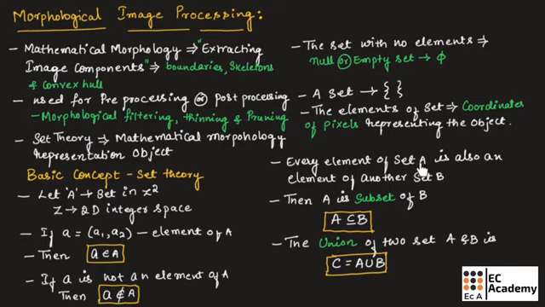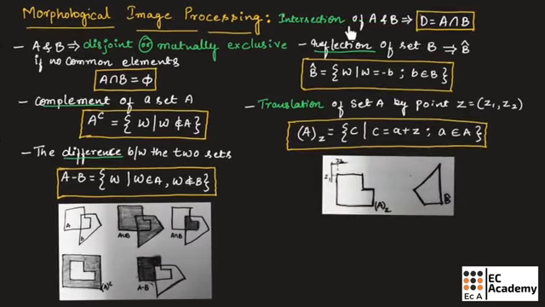If every element of a set A is also an element of another set B, then A is a subset of B. So this can be represented as A is a subset of B. This is the representation of a subset. The union of two sets A and B can be represented as C is equal to A union B. The intersection of sets A and B can be represented as A intersection B.